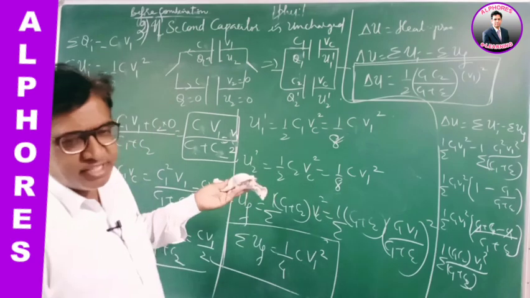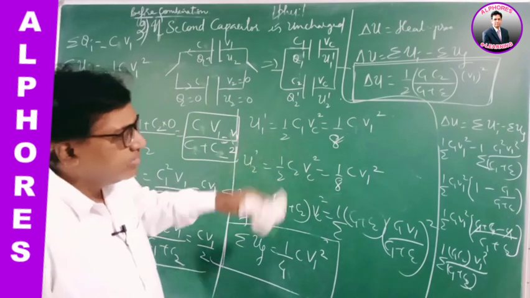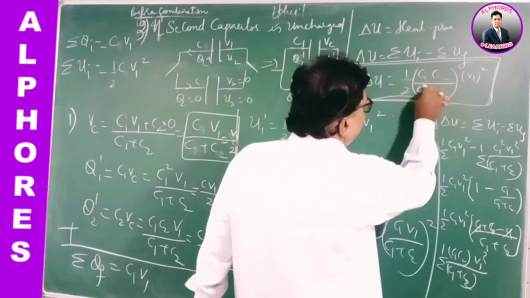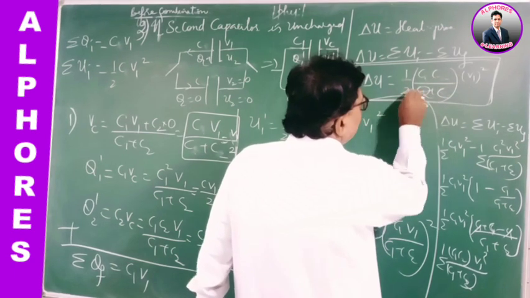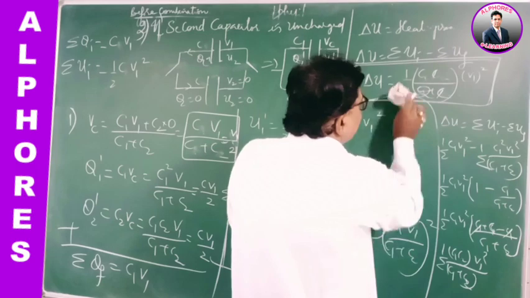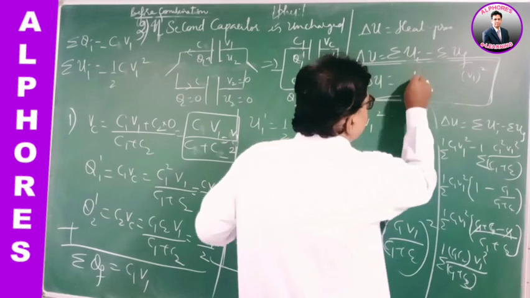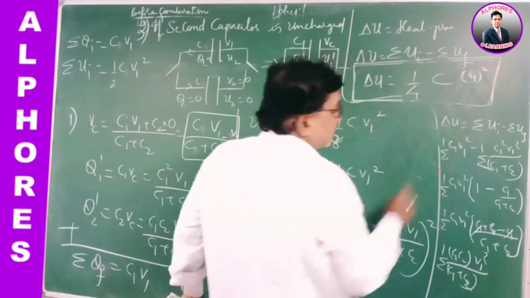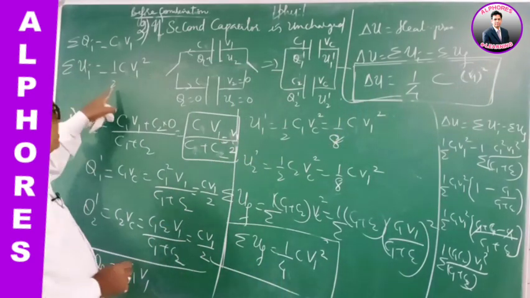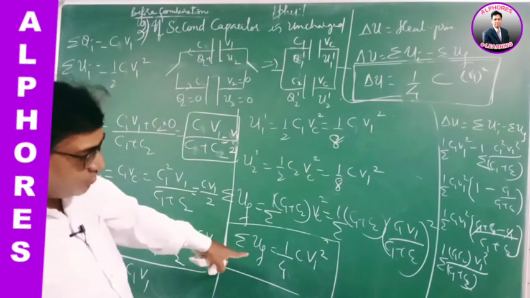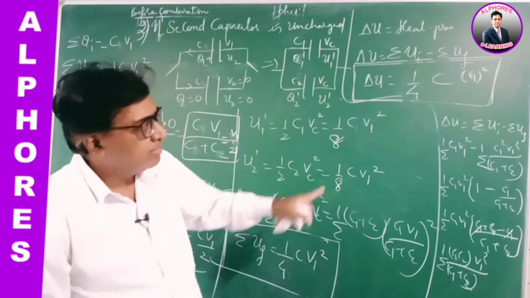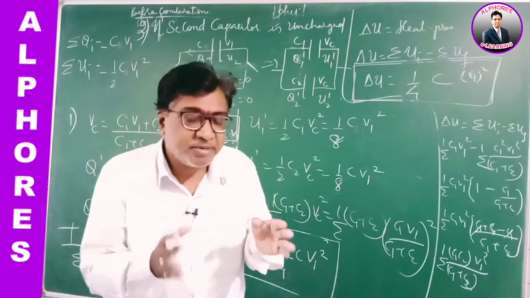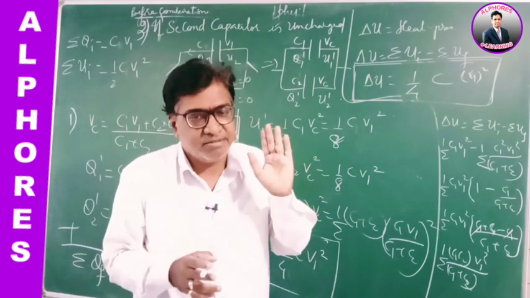Nothing there. You put C1 equal to C2 equal to C. Here also, all are C, the denominator is 2C, right? 2 into 2, 4, and one C will get cancelled. So the energy lost is 1 by 4 CV1 square. The total initial energy is half CV1 square, of which 1 by 4 CV1 square will remain and 1 by 4 CV1 square will be lost in the form of heat. 50% of the energy will be lost in the form of heat.